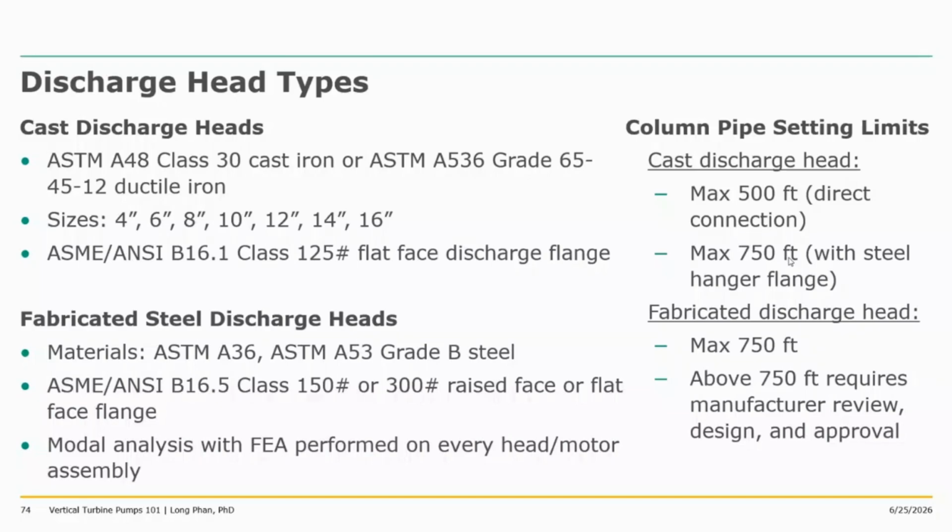For a cast iron discharge head, it can support a column pipe up to 500 feet with direct connection. If you want to go above that to the limit of 750, then you will have to rely on the steel hanger frame to support the weight of the columns. And for fabricated discharge, because of the sturdy design, it can by default support up to a maximum of 750 feet. Anything above 750 is possible, but requires special engineering design.